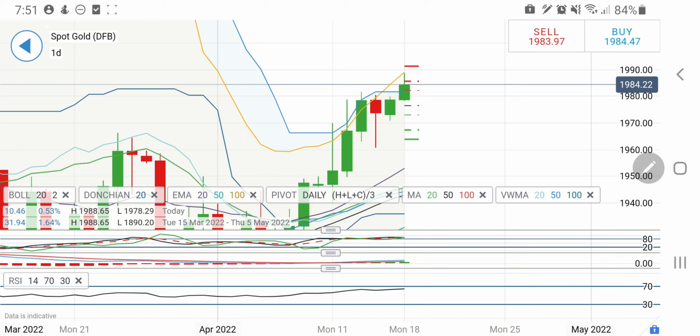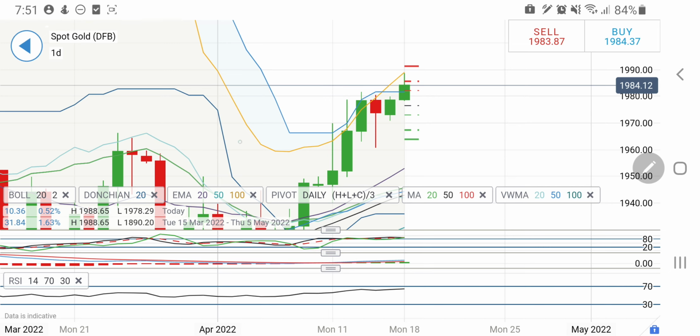Below that we may see a sharper drop, but don't take a position between 1978 and 1988. In between these two levels we have to exercise caution, then only we can profit. So restrain yourself between these two levels and remain long till the time it is above 1978 levels. That is my expectation. This is all for gold.